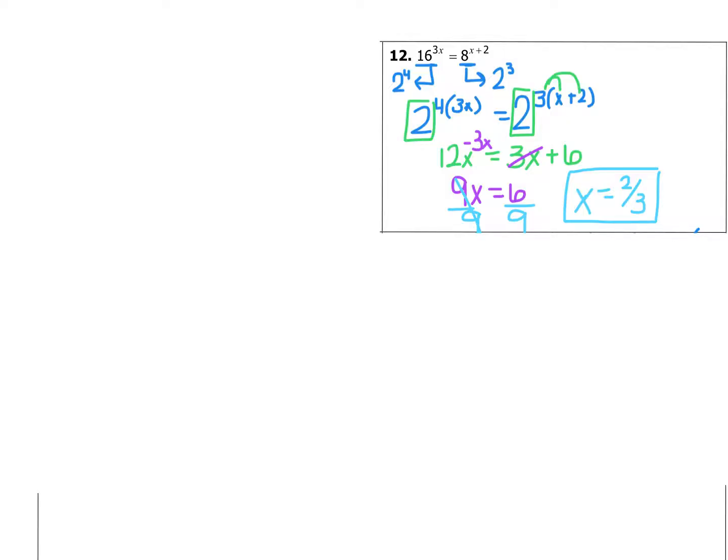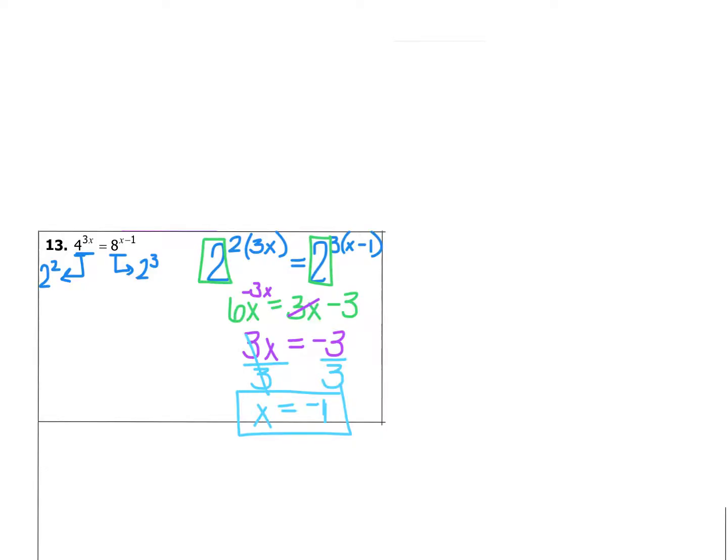So first of all, I'm asking myself, how can I make them have a common base? So 16 and 8 both can be powers of 2. So 16 can be written as 2 to the 4th, and 8 can be written as 2 to the 3rd. So this is 2 to the 4th, also to the 3x power. So 4 times 3 gives me 12x. And 2 to the 3rd, also to the x plus 2 power. When I distribute that 3, I end up with 3x plus 6. And then solving a basic equation, I end up with 6/9, which reduces to 2/3.